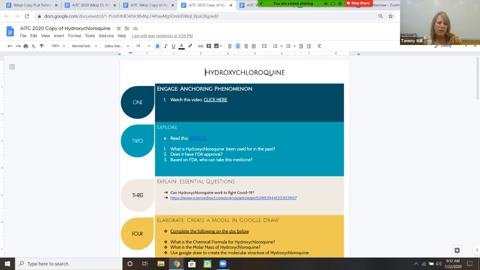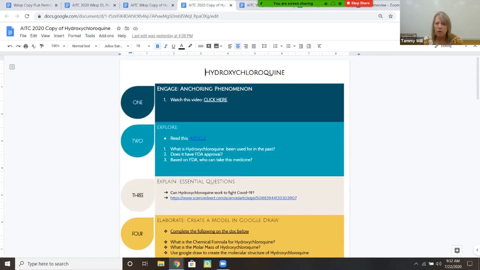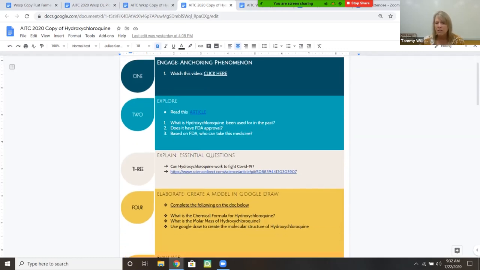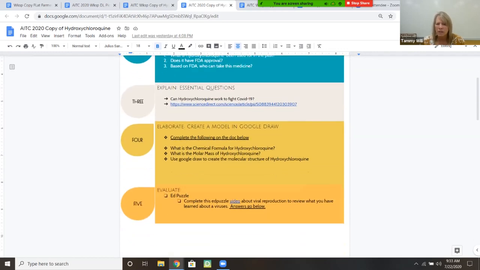And just like the question, yes, you can keep using it over. Just make a copy and change things. So I made a copy of this one, took all of the information that was in it before, made my own engage and explore and explain and elaborate to make this one. And so this took the kids through exactly what is this hydroxychloroquine we keep hearing about on TV or on social media or whatever. This one, I actually attached an Edpuzzle video.